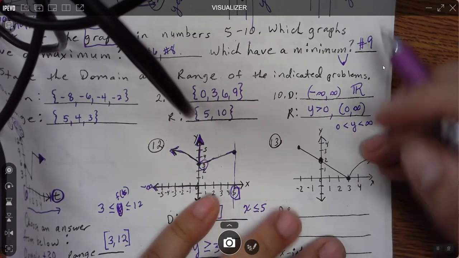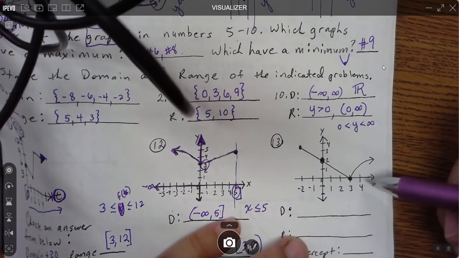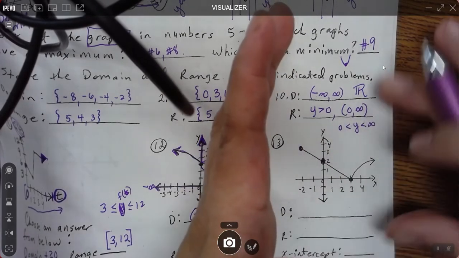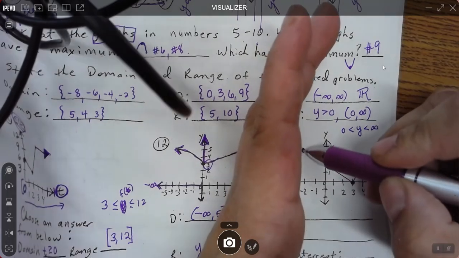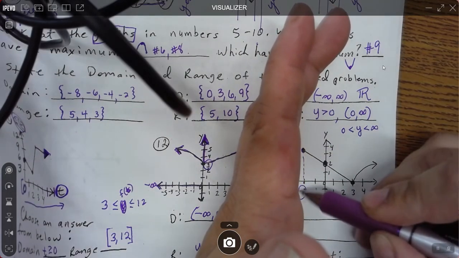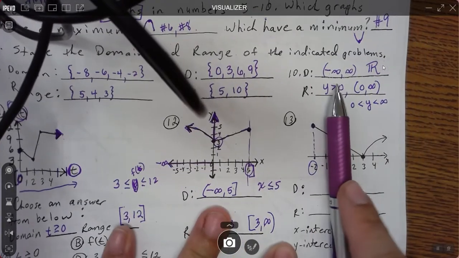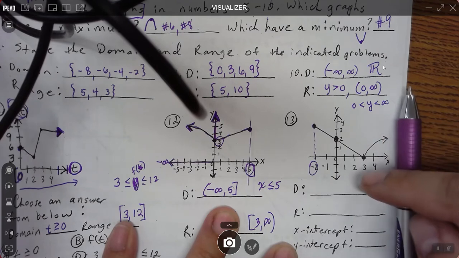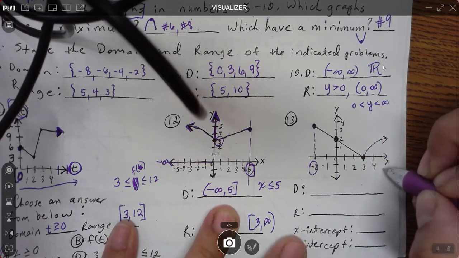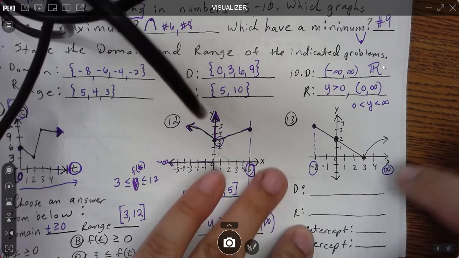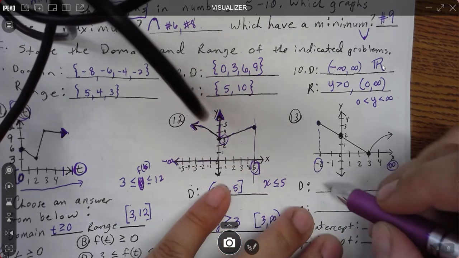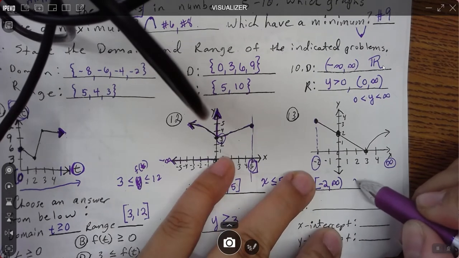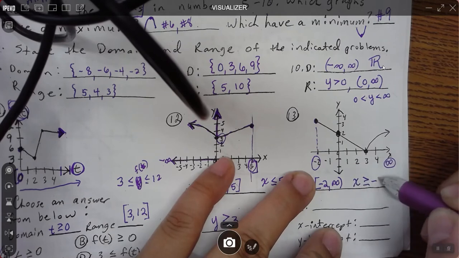Okay, this one, domain. Domain is your x's. Now the function starts here. So the smallest x value is going to be -2. The highest x value, that arrow tells us that the function is going to go on forever. So the x values are also going to go on forever. So this is going to be infinity. Okay, so how do we write from -2 to positive infinity? Or you can say all x values that are greater than or equal to -2.